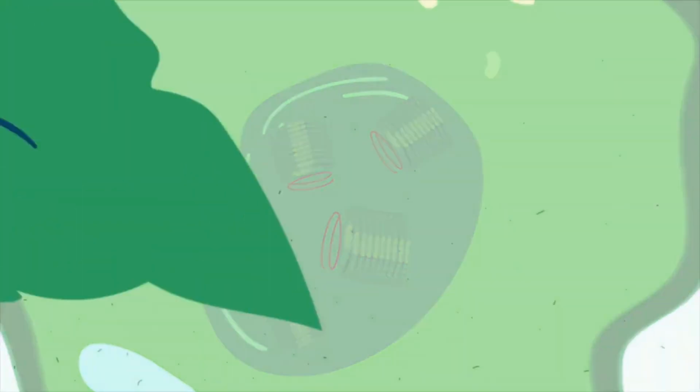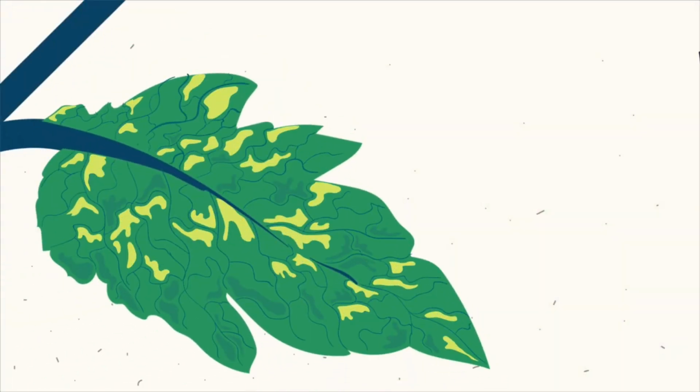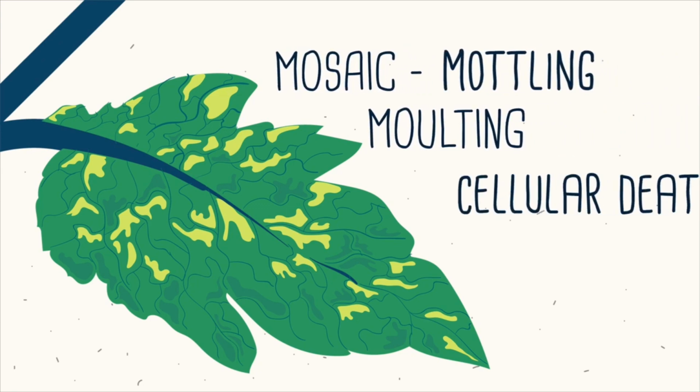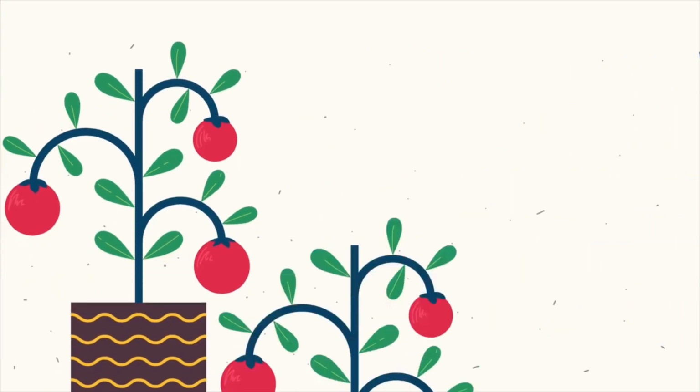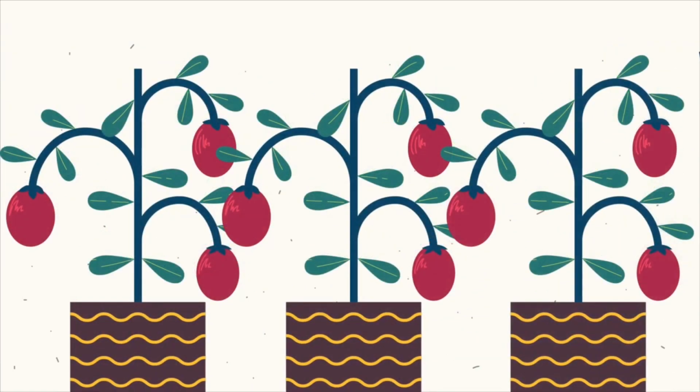As the name suggests, the virus leaves a mosaic pattern on the leaves and also causes mottling, cellular death, stunting and leaf curling. This virus can devastate tomato crops.